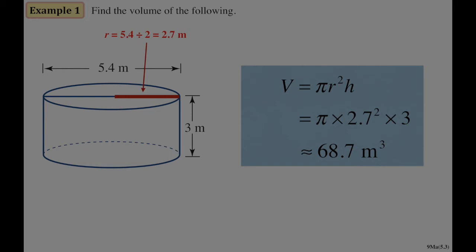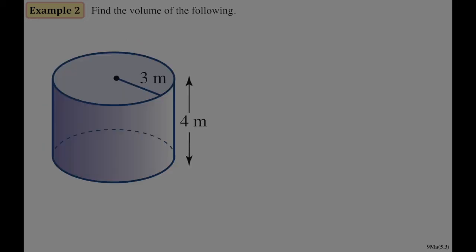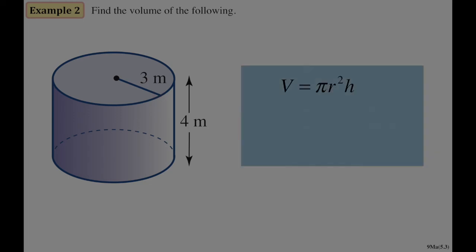Let's try example number 2. This one's actually easier than example 1 because they give me the radius instead of the diameter straight up. So the formula for a volume of a cylinder is pi times radius squared times the height. So this becomes pi times 3 squared times 4. Plug that into the calculator, and I get 113.1 cubic metres if I round it to 1 decimal place.